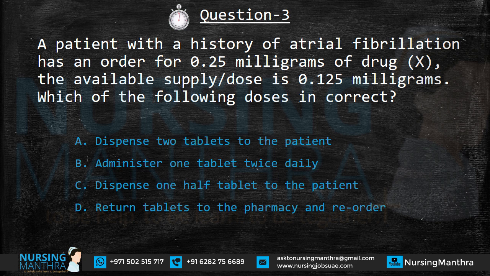A patient with a history of atrial fibrillation has an order for 0.25 mg of drug X. The available supply/dose is 0.125 mg. Which of the following doses is incorrect?